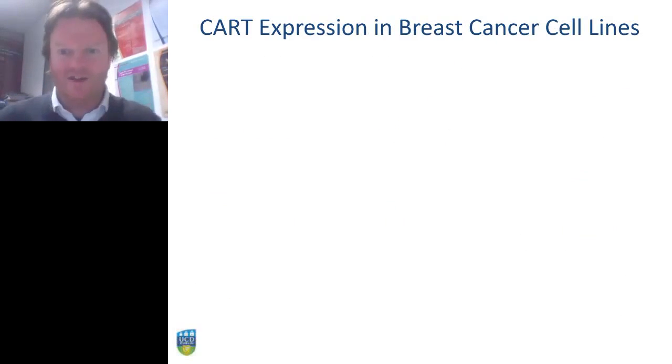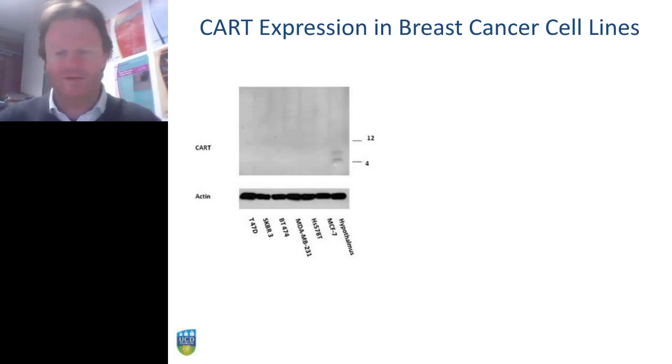So our normal modus operandi when we find something like this is to try to pick it apart and see how it actually works. So we looked at some breast cancer cell lines to see whether CART was actually expressed, and as with all best laid plans, we found that CART isn't expressed at all in any of the breast cancer cell lines that we have. We do have some rat hypothalamus as a positive control, so our experiment works. It's just not expressed under normal circumstances in breast cancer cell lines.